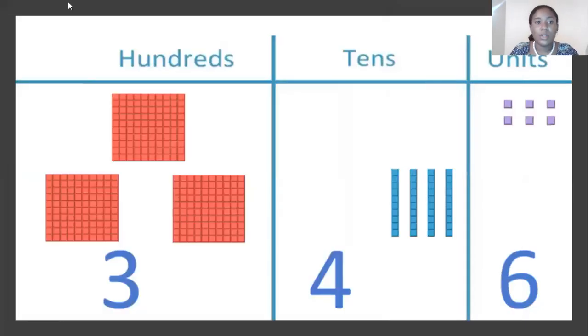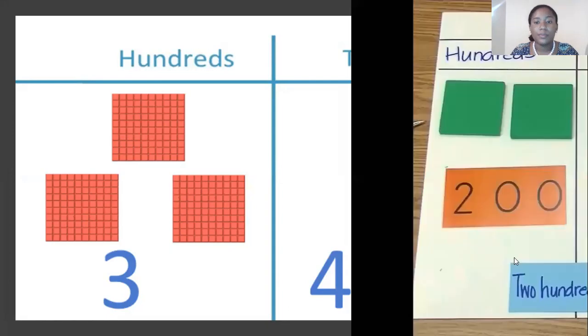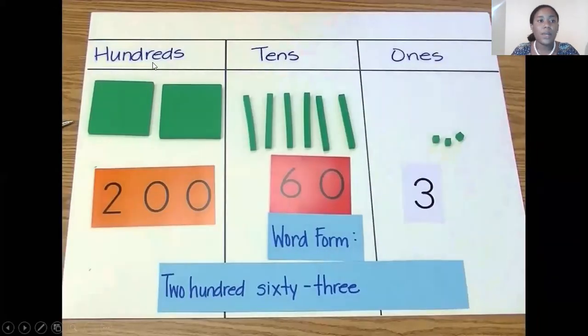Let's check this out. So we have hundreds place, tens place, and I might tell you we can call it units, but we say ones in class, okay? So it gives us our number. It tells us we have 300 blocks. We have 4 tens blocks, and we have 6 units or ones blocks. So the number would be 346. Wonderful.